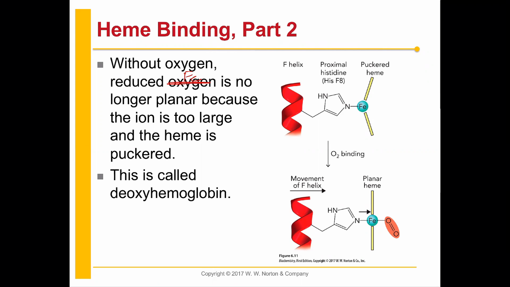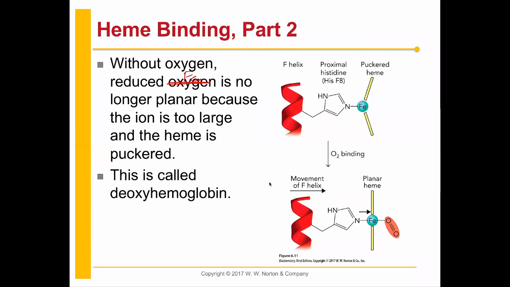But upon binding of the oxygen, the electrons are now shared. So here now we have more shared electrons. And so this is going to result in a smaller atomic radius for the iron, and that allows it to move into the plane. Here's the plane of the heme group. So it allows it to move into the plane of the porphyrin ring.